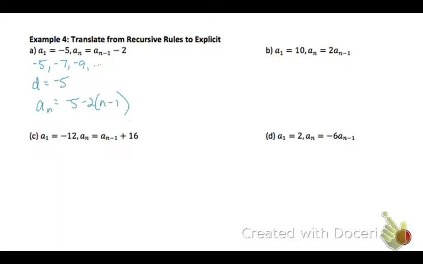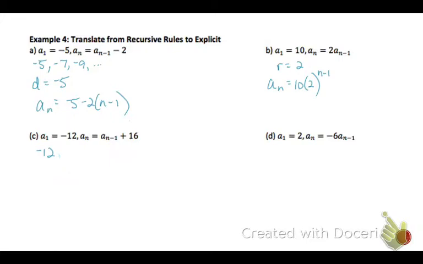Now let's look at B. So we've got the recursive rule, a sub 1, which is 10, and then 2 times the term before. So our multiplier is 2. So as an explicit rule, we have a sub n equals our first term, 10, times the multiplier, 2 raised to the n minus 1.